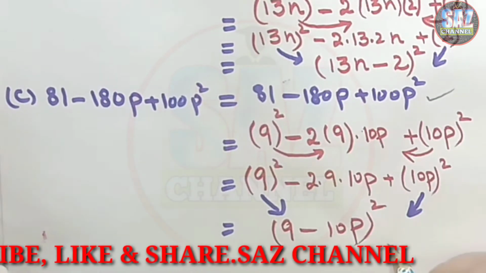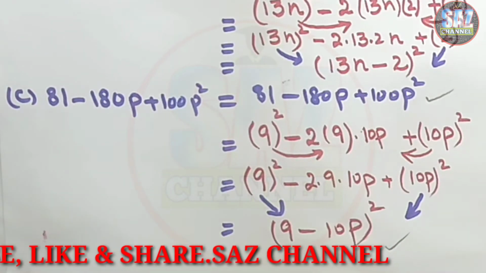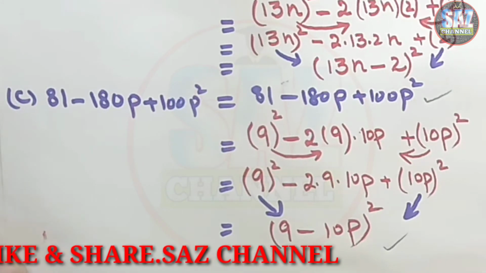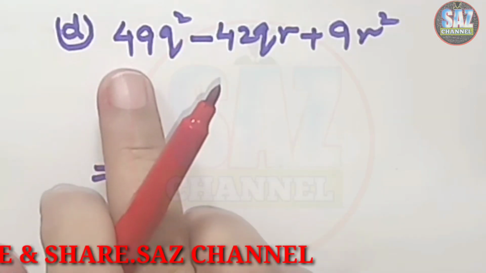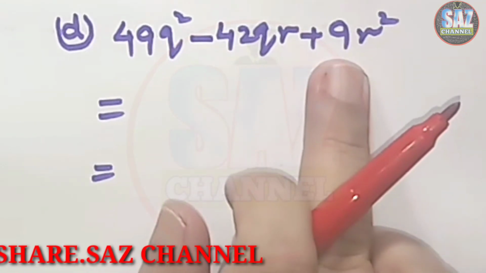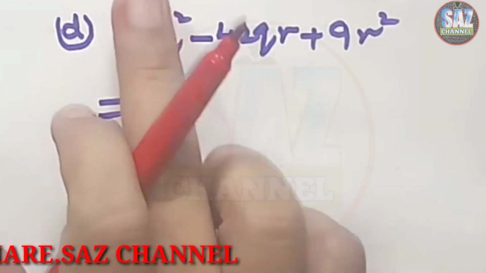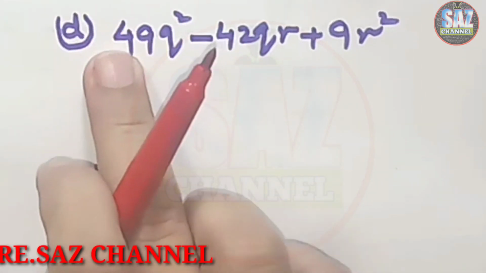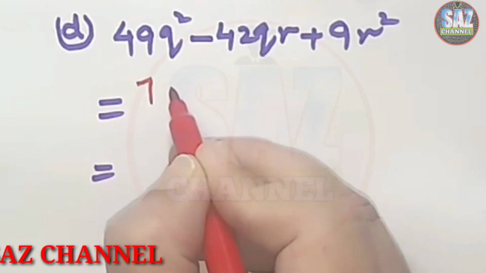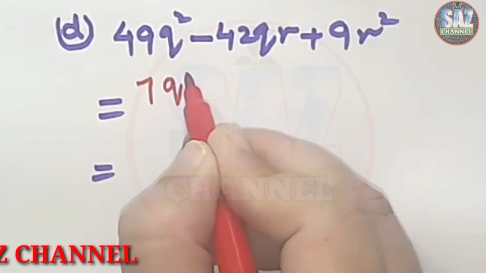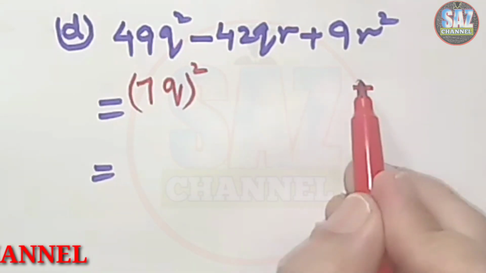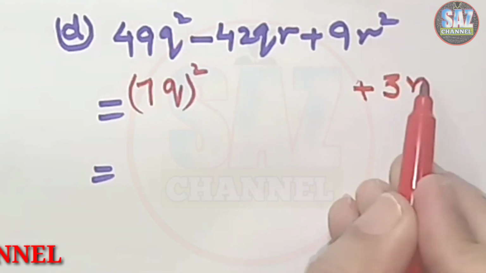So you should have a good command on tables, squares and square roots, and mental calculations to get better results for this topic. Let's move to the next question. The next question is 49q square minus 42qr plus 9r square. Think about the numbers whose squares are 49 and 9. I hope for 49, 7 is the suitable number, and I'll write 7q whole square. And for the last part, I will write 3r whole square.